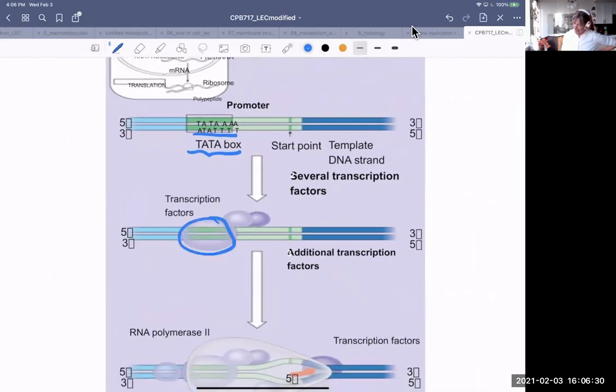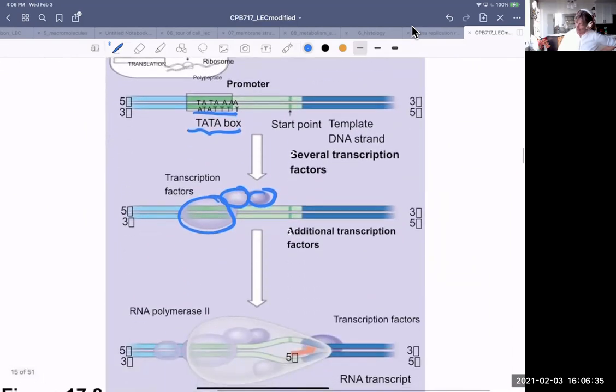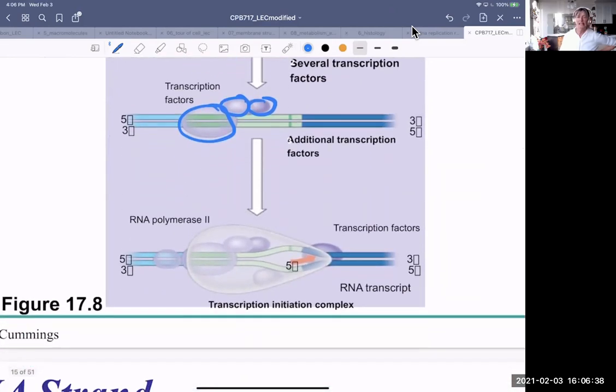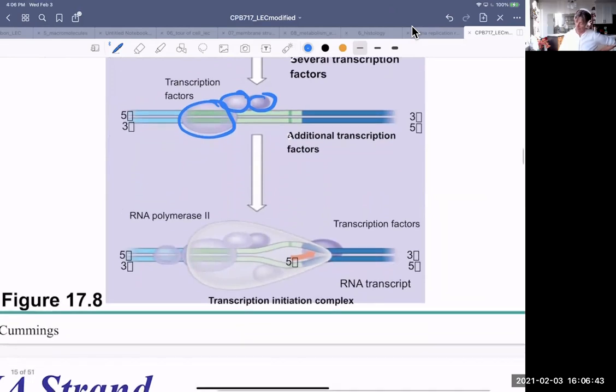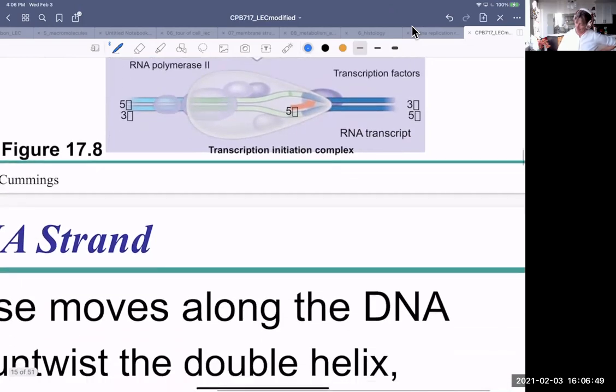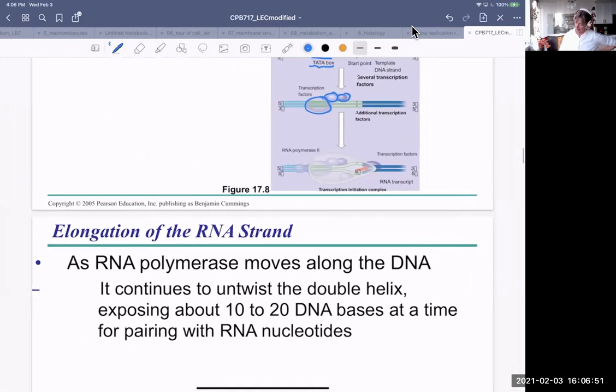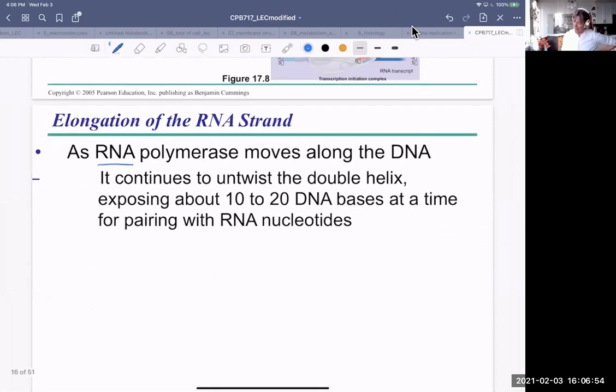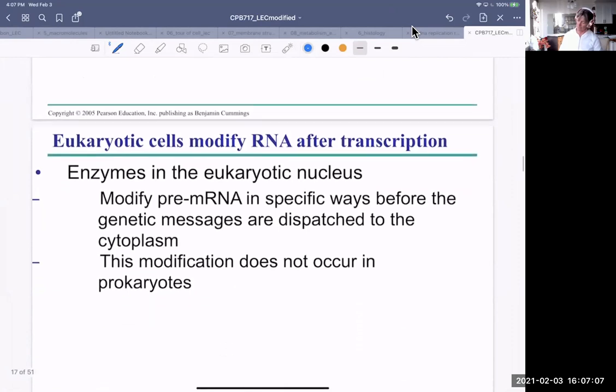Here are the transcription factors. They've often come into the cell because of signaling from outside the cell. So as the polymerase keeps moving along the DNA, it continues to untwist the double helix. It exposes about 10 to 20 bases at a time for pairing with RNA nucleotides.